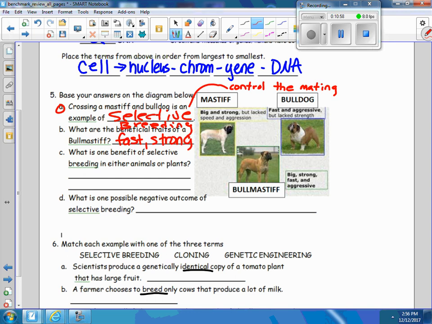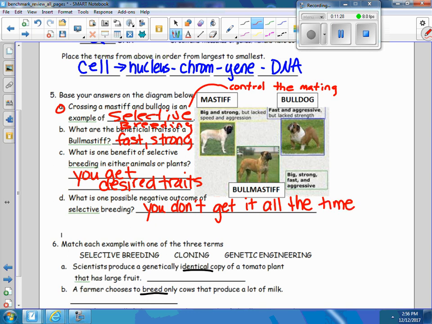What is one of the benefits of selective breeding? You get desired traits. Sometimes. Sometimes you don't. You don't get what you want because the genes might be recessive and the dominant is going to prevail. You don't get it all the time. So you could have 5 babies and 4 of them could be aggressive and 1 of them could be not so aggressive. You don't get what you want all the time. So then you're going to have to try again.